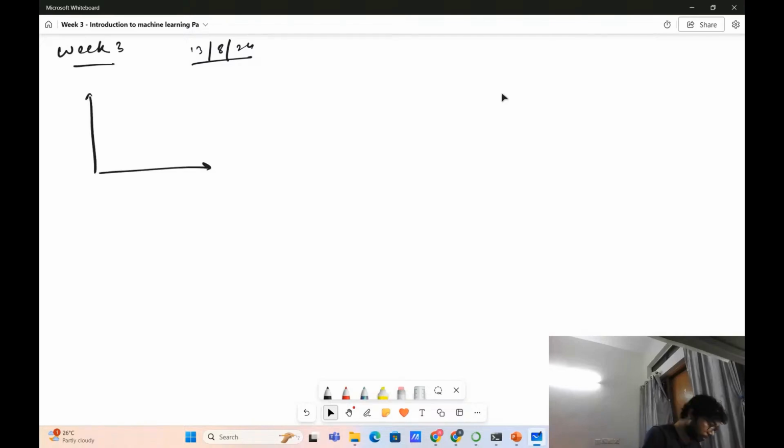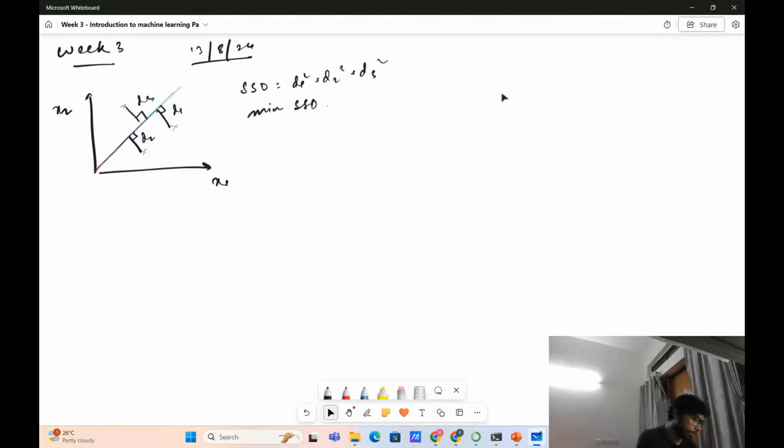Okay. So let's say this is your x1 and x2. Let's start with 3 points. Okay. This is your x1, x2. Now you want to reduce these 2 dimensions to 1 dimension. You draw a line, and these are the perpendicular distances to the line, for all the 3 points. Let's say this is d1, d2, d3. So your sum of squared distances, or SSD, is d1 square plus d2 square plus d3 square. Now you look for the line which has the minimum SSD, right? Okay. Now this is SSD.